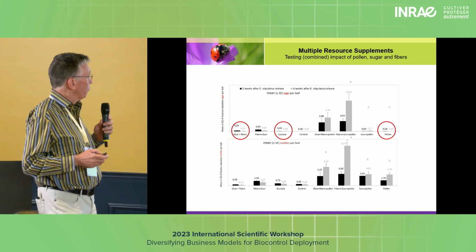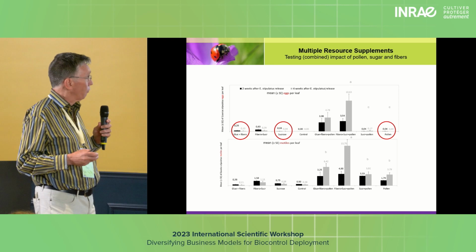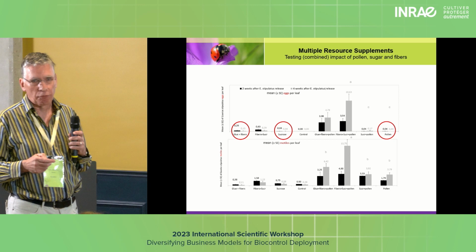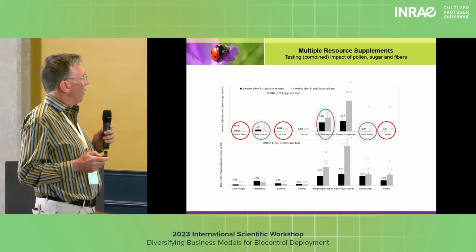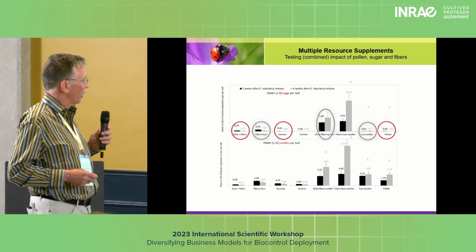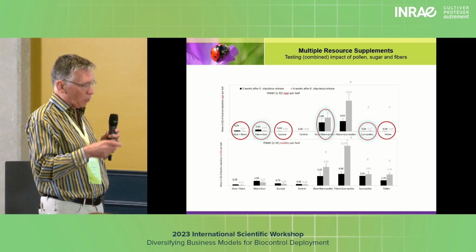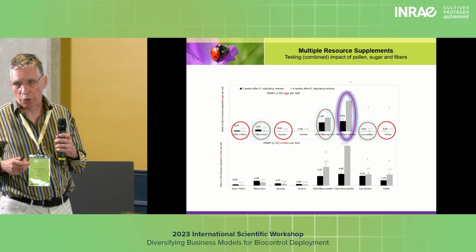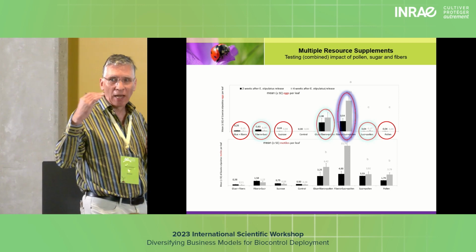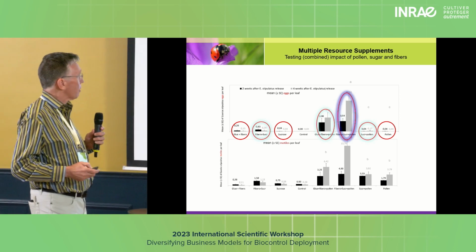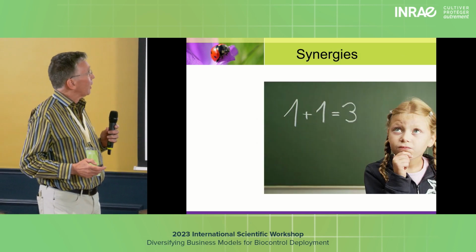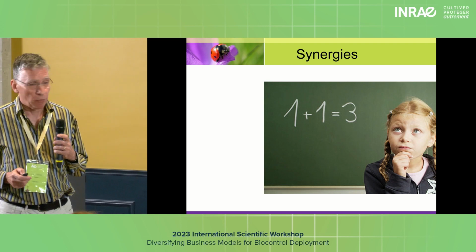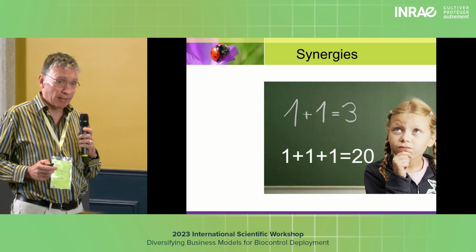If you apply one of these resources by itself, the impact is fairly limited. There's a little increase relative to the control, but not much. If you combine the two, and especially if there's fibers included, you can see that the numbers go up considerably, and if you combine all three, you can reach really high levels of biocontrol agents. So this shows you that there are synergies to be had here, that 1 + 1 is not 2, but 1 + 1 in this case is actually 20.